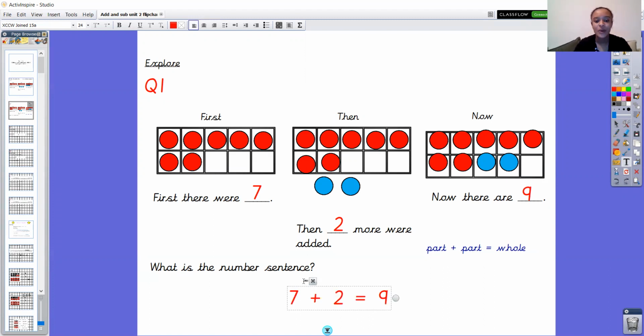I wonder if you could do that with our actions, like we do in the classroom with me. Are you ready? 1, 2, 3. 7 add 2 equals 9. Fantastic. Okay, let's move on to our next question.